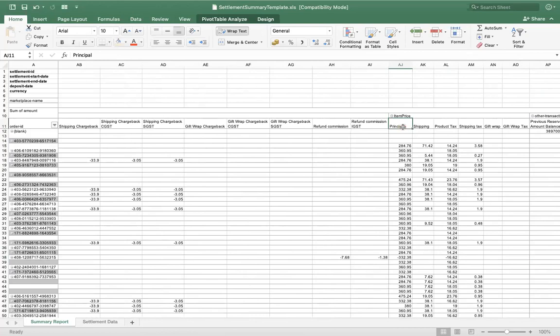What is the principal amount, the shipping amount, the product tax, the shipping tax, all of this makes a selling price. So let's say if I put a total on this, it is showing me the product was 374 bucks.